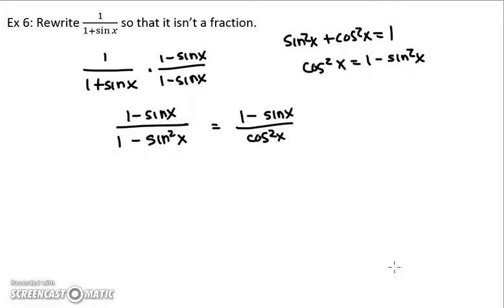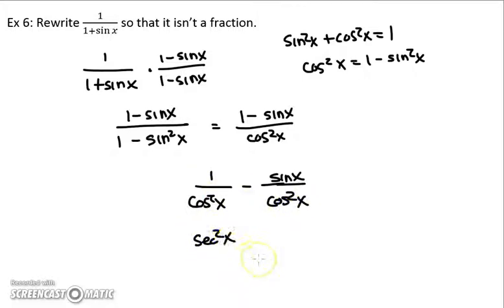You're probably asking yourself, what was the point of that? This is no more simple, it's still a fraction, but what we can do now that we couldn't do before is split this into 2 separate fractions. Before we had 2 terms in our denominator, we couldn't do anything about it. Now we have 1 term, so we can write this as 1 over cosine squared of x minus sine over cosine squared of x. 1 over cosine squared of x is just secant squared of x.